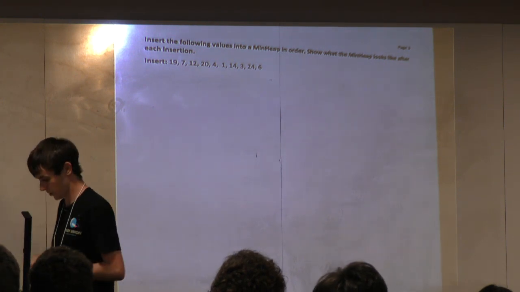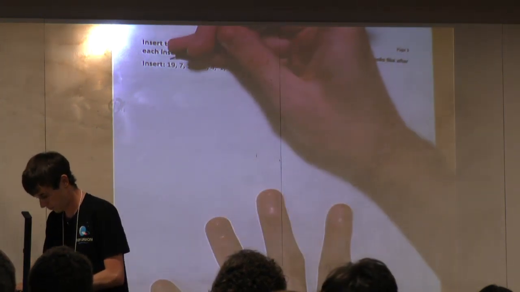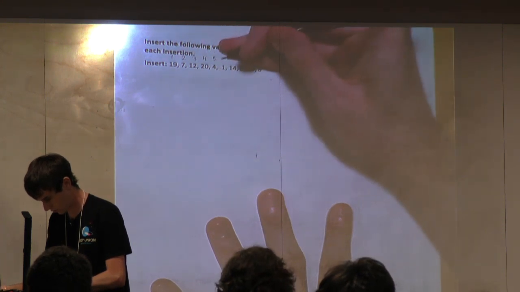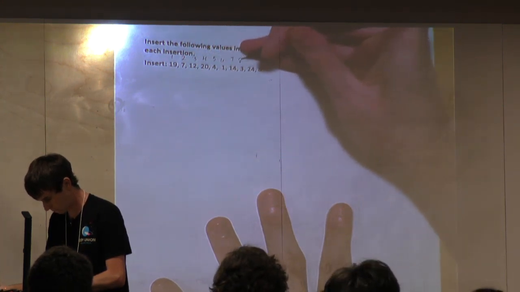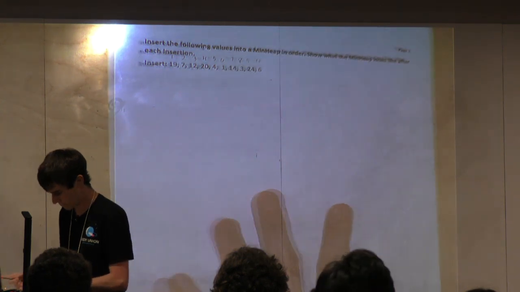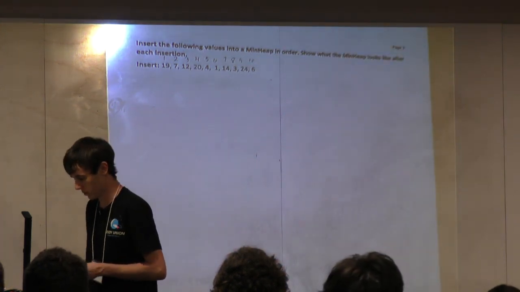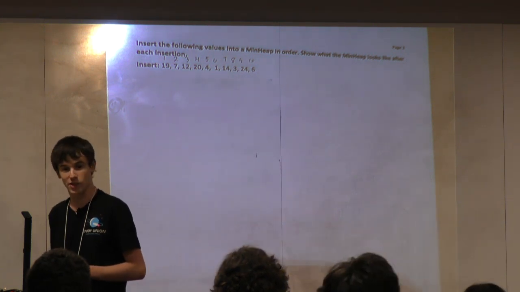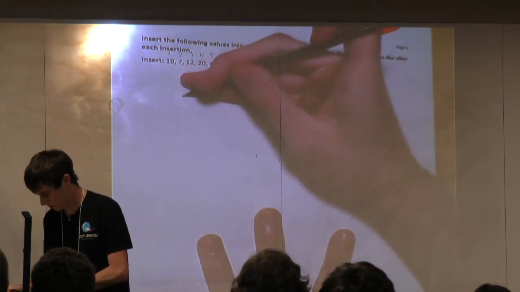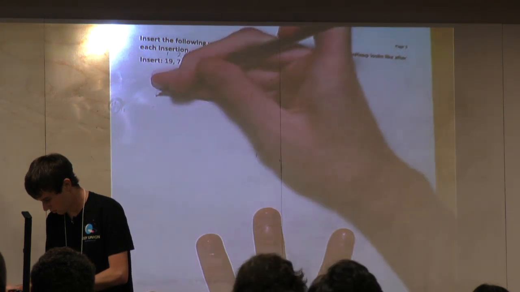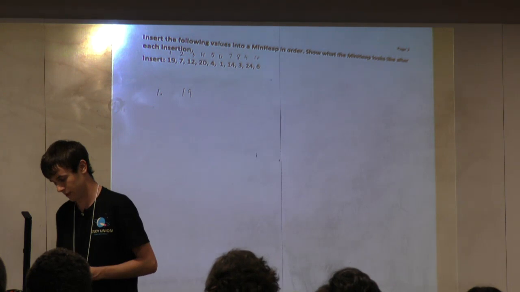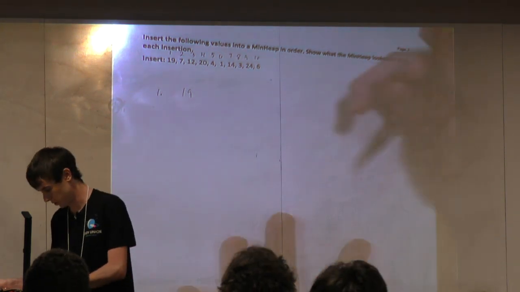So first thing I'm going to do really quickly for my own sanity is number these so that I know which step I'm on. So starting at the beginning, we have to insert 19. Hopefully we all know how to insert 19 into an empty min heap. I'll just put a 1 next to it. So we'll just have our node 19. Obviously there's no steps there, so don't go too in depth with it.